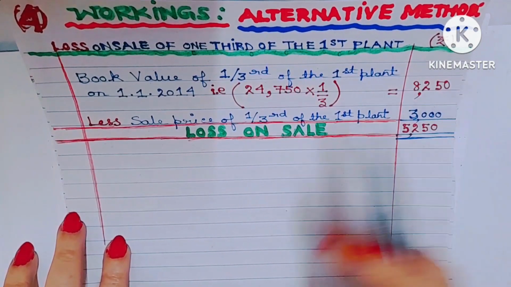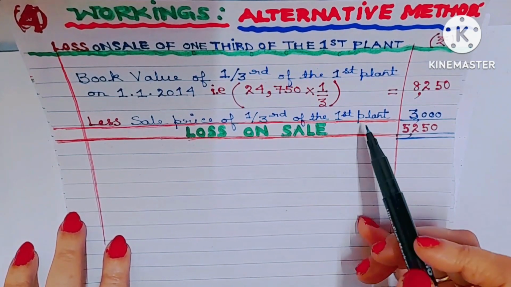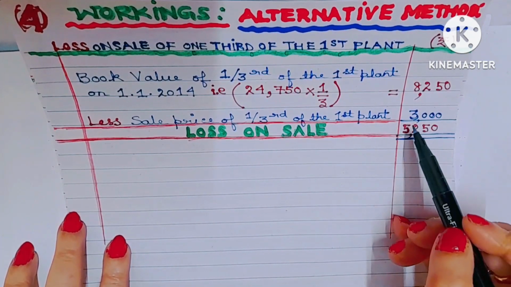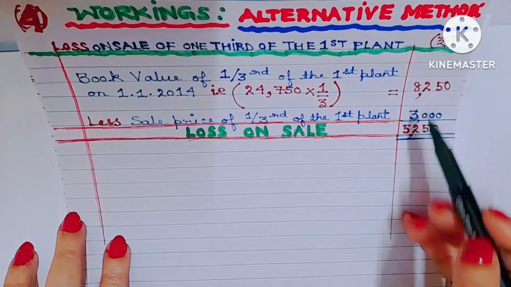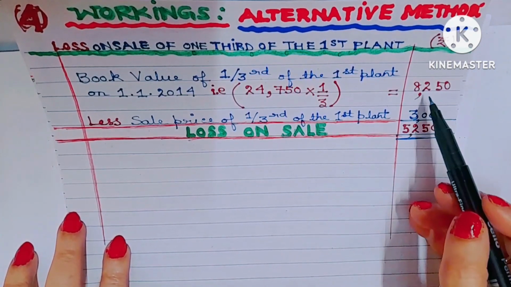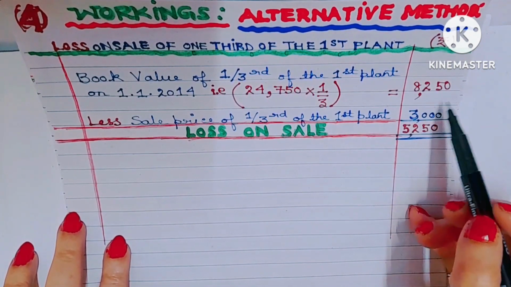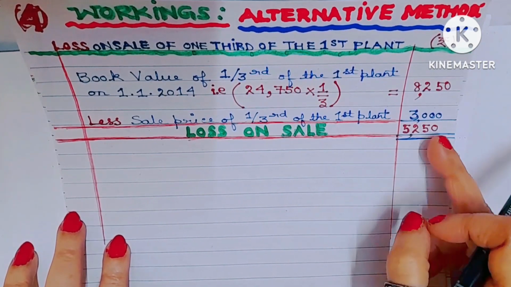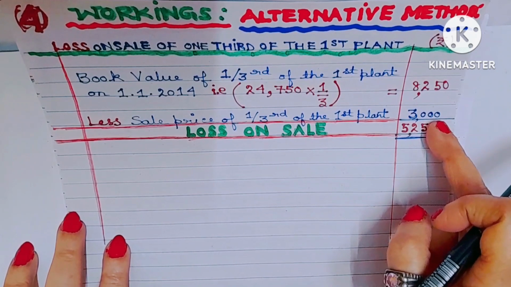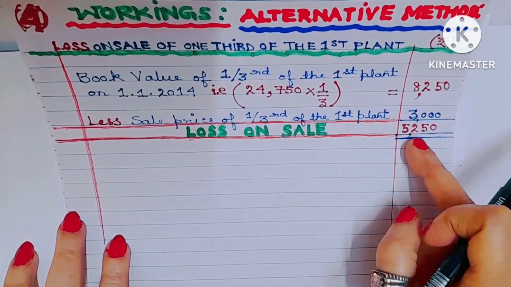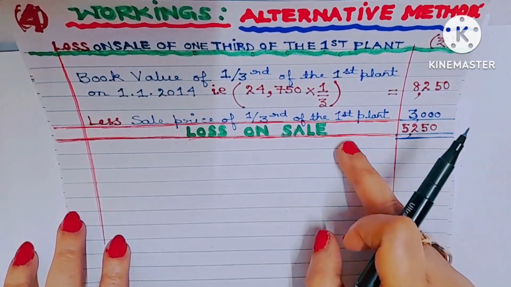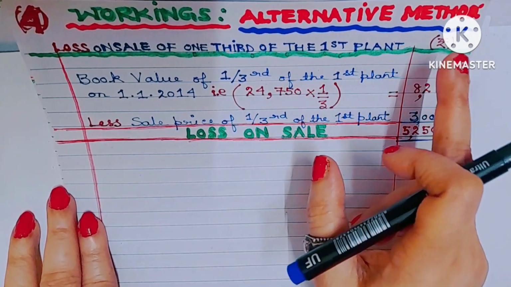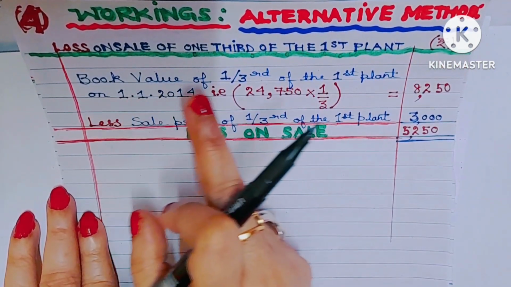And what is the sale price of 1/3 of the first plant? 3,000 on 1st January 2014. So if you deduct 3,000 from 8,250, you'll get 5,250, because it was sold at a much lower price of 3,000. So 5,250 is the loss on sale of 1/3 of the first plant. This is the alternative method for loss on sale of 1/3 of the first plant.